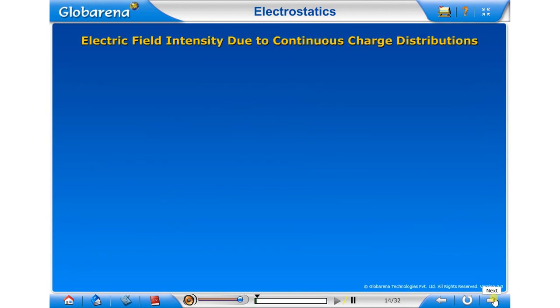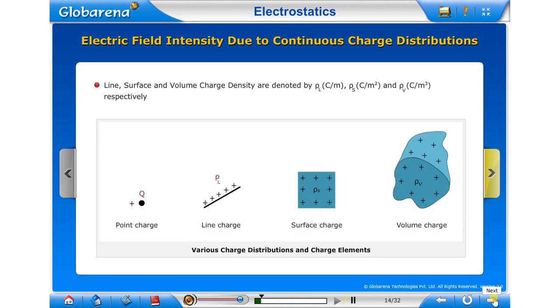Electric field intensity due to continuous charge distributions. Line, surface and volume charge density are denoted by rho L coulomb per meter, rho S coulomb per meter square and rho V coulomb per meter cube respectively.